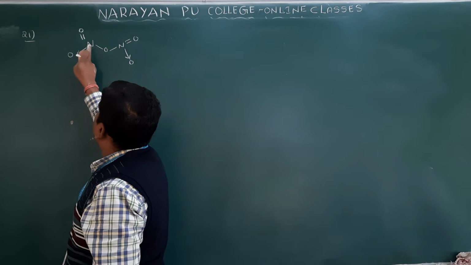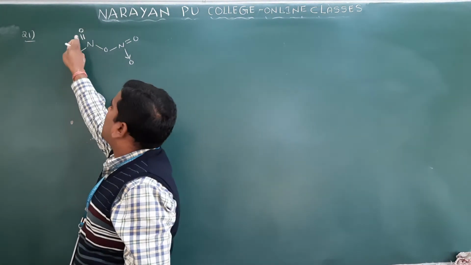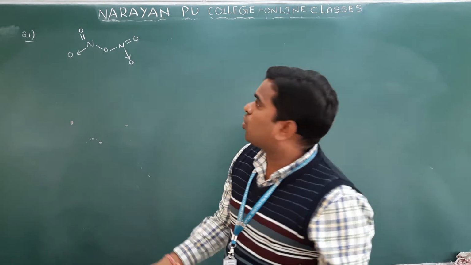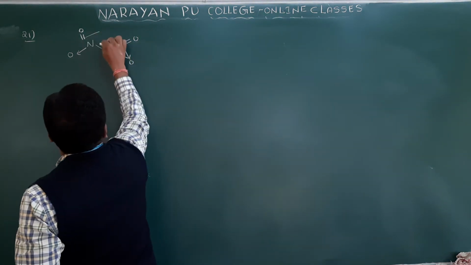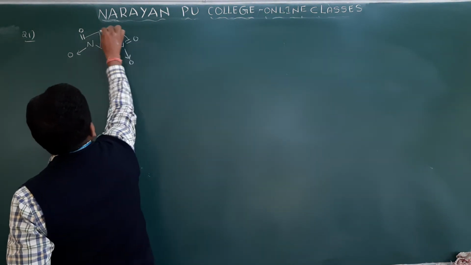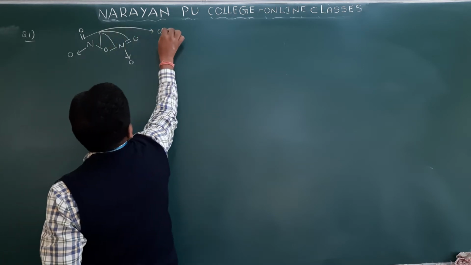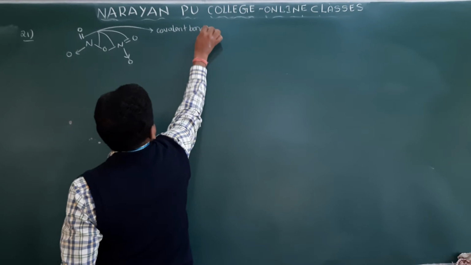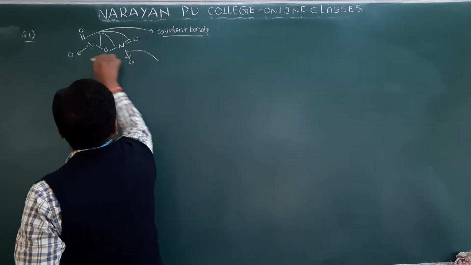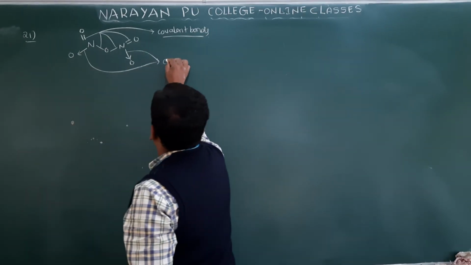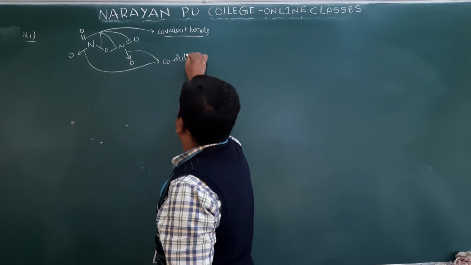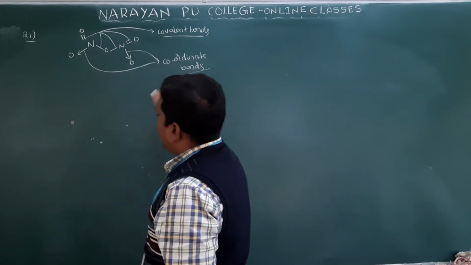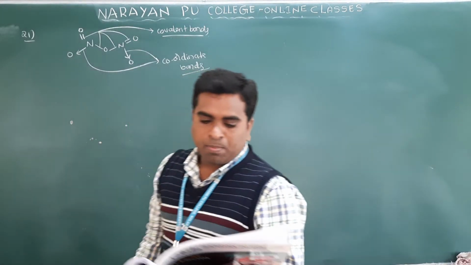These are oxygen and nitrogen. Both are non-metals. Between two non-metals, the bond is a covalent bond. These all are covalent bonds. Clear? But these two are which ones? Coordinate bonds. So how many types of bonds are there here? Two types of bonds. Clear?